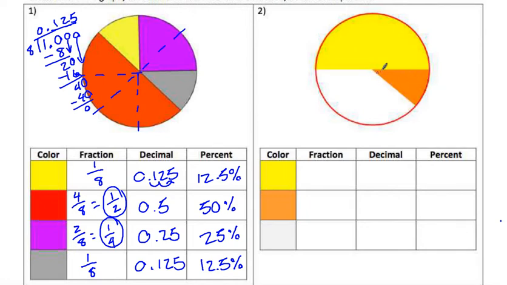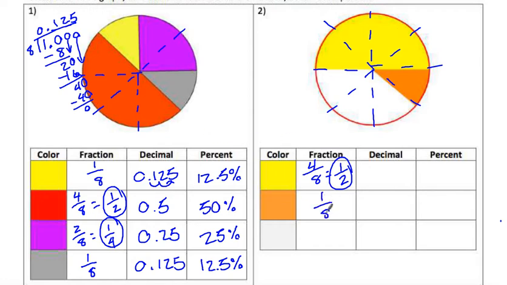Okay, let's look at number 2. So our smallest piece is right there. So I'm going to always start by cutting vertically and then horizontally. And then if you need to cut further from there, you can cut the diagonals out. All right, so the yellow is 4/8, which is also 1/2 if you simplify, or you could just see it from the picture. The orange is 1/8 because there's 1 out of 8 pieces that are colored orange, and then there's 3 out of 8 pieces that are colored white.